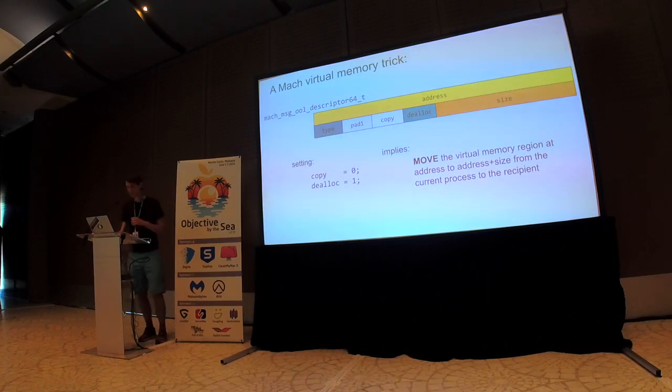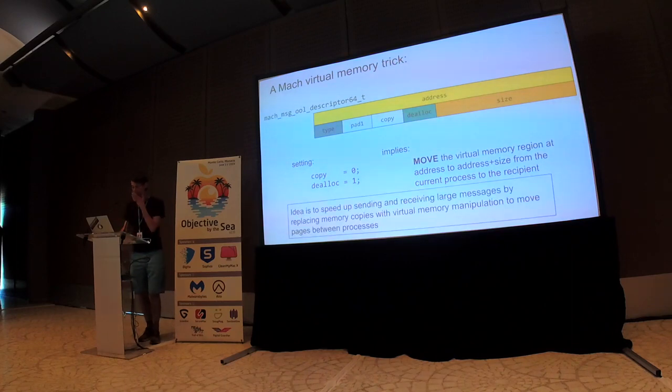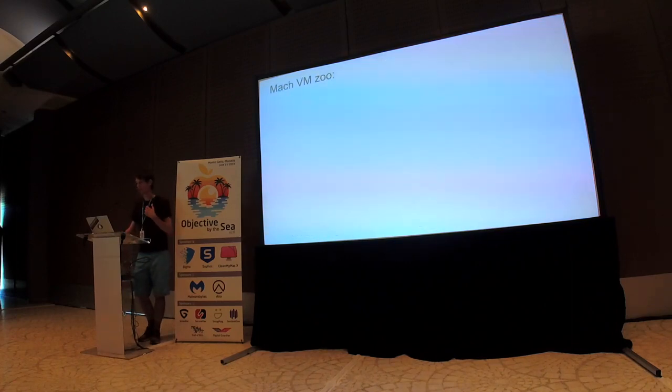Yeah, so setting these bits implies move semantics should apply to the underlying virtual memory. And the idea is this can be fast. So how does this work? We need to look at a little bit of Mach virtual memory internals and the kernel managed data structures that make all this work.